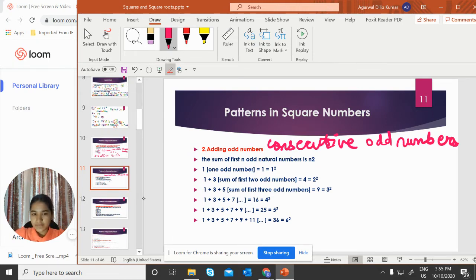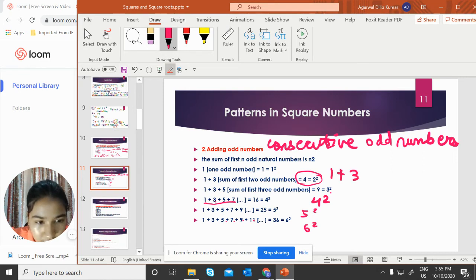The sum of the first two odd numbers, 1 plus 3, is equal to 4, which is 2 squared. 1 plus 3 plus 5 is equal to 9, which is 3 squared. 1 plus 3 plus 5 plus 7: how many odd numbers are there? 4, so we take 4 squared. With 5 odd numbers it will be 5 squared, with 6 it will be 6 squared. But it should always start from 1.